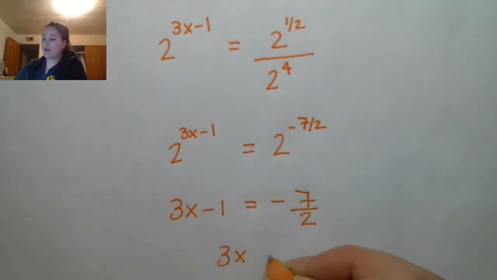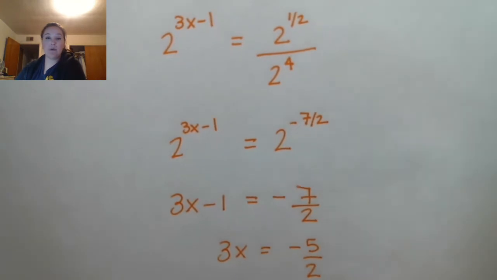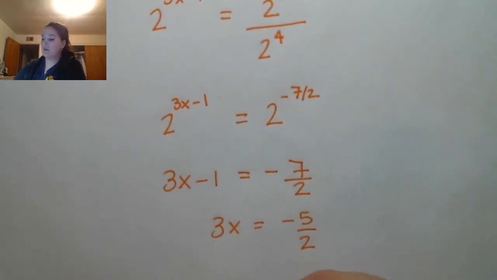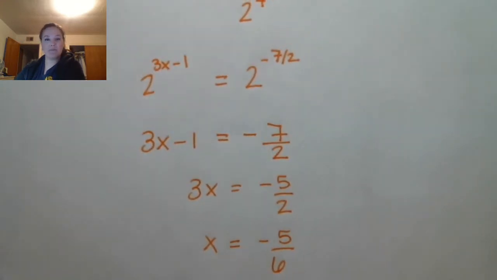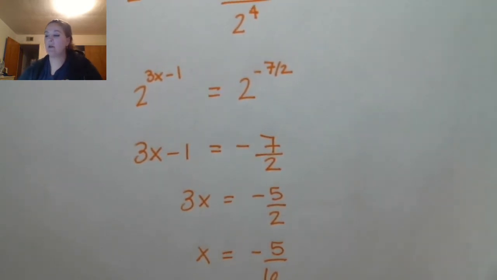Add 1 to both sides and divide both sides by 3. Okay, and there would be my final answer. All right, let's look at one more example like this. And then we'll look at our second method for solving these types of equations.